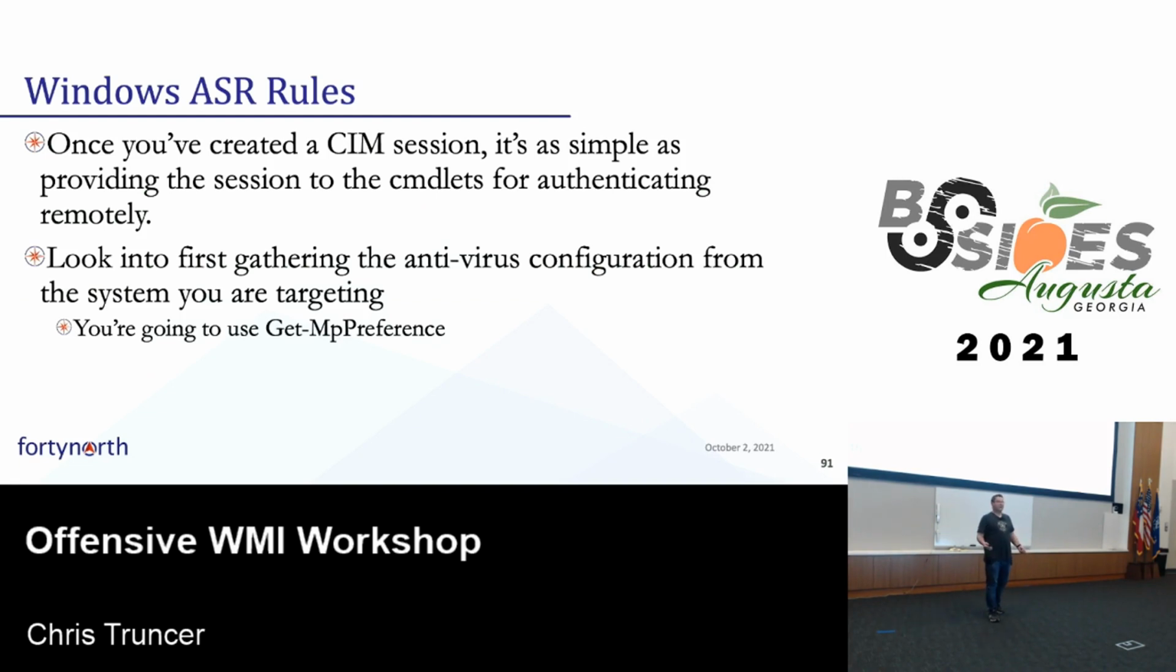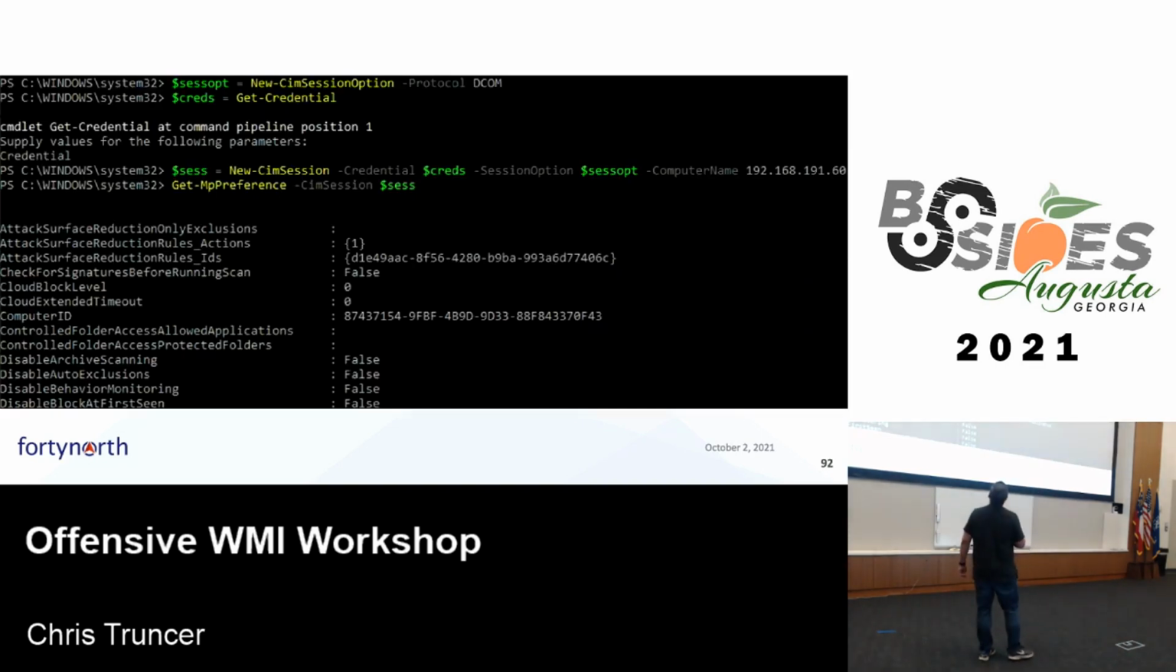So once we've created a CIM session, it's just as simple as providing that session, like that variable, to the cmdlets to authenticate remotely to the system. So let's look at gathering antivirus configurations from this system that we're targeting. So we're going to use Get-MpPreference.